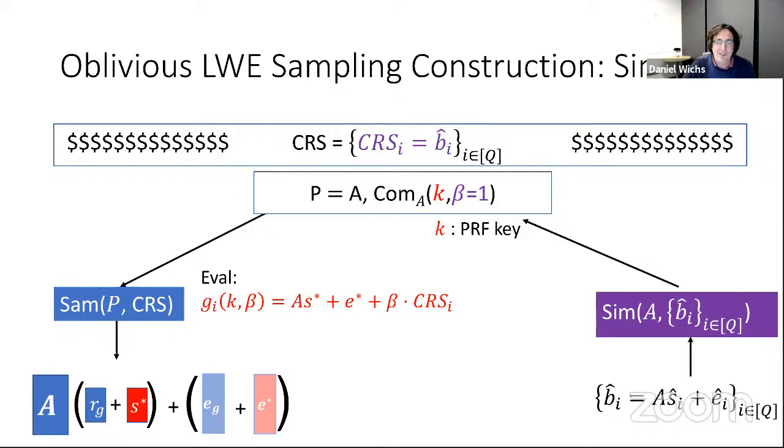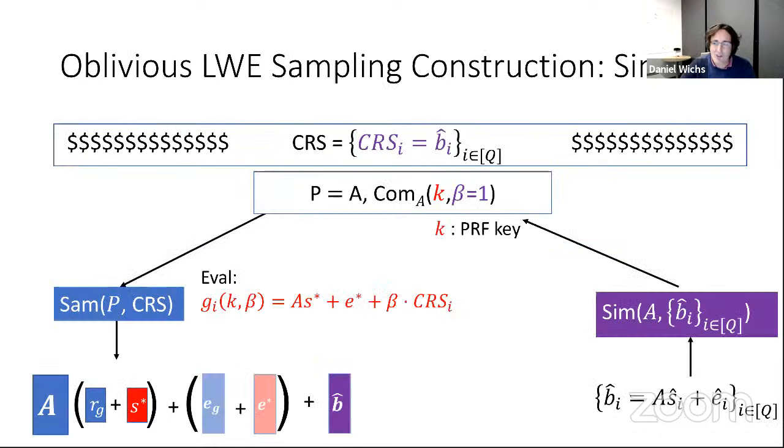Now when that happens, the output of the function g_i includes this b hat component that comes from the CRS. And so essentially you manage to program the output of the sampler to include this extra LWE sample that's in the CRS. So that lets the simulator program the output.